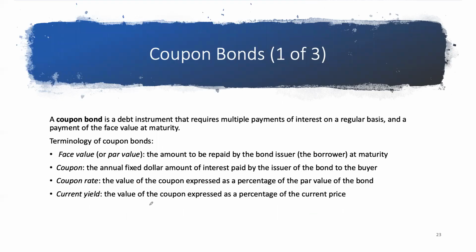A coupon bond in general is a debt instrument that requires that there are multiple payments of interest on a regular basis, and then at the end of the period there is the payment of the face value at maturity, right? So the name comes from the fact that it really used to be a physical bond like this piece of paper here, where on the top half of the paper, the face value of the bond is printed, and it would have all these coupons for interest payments.